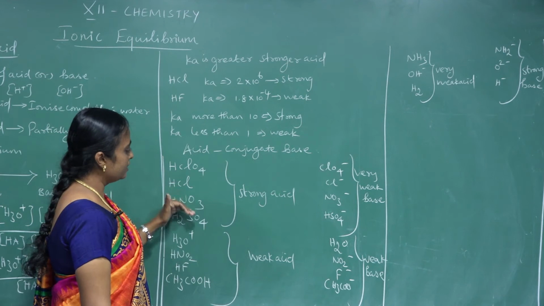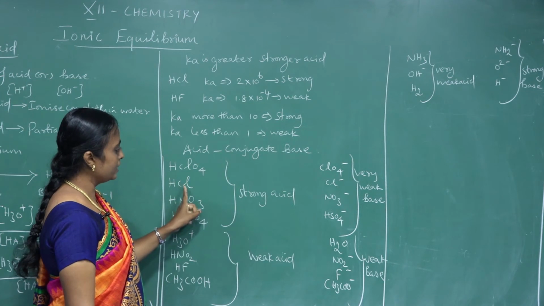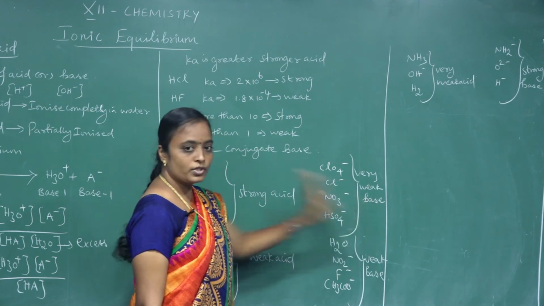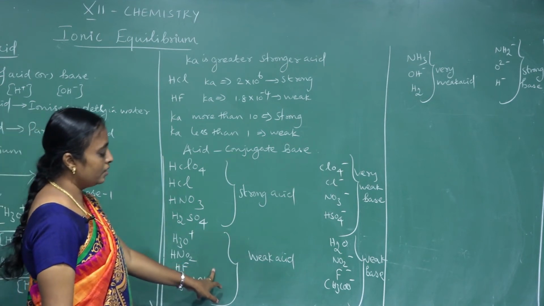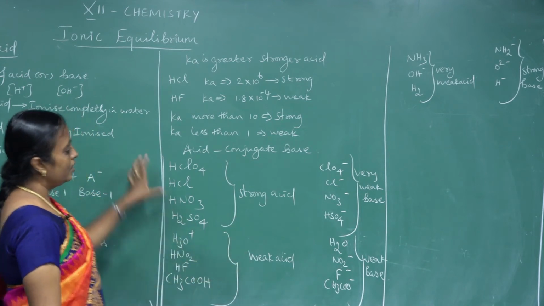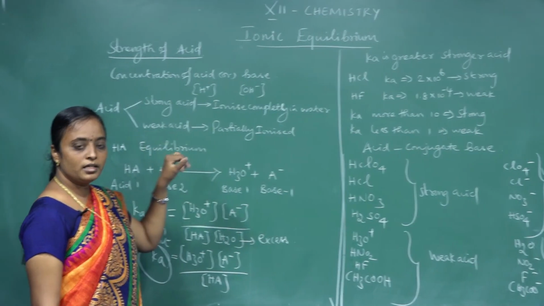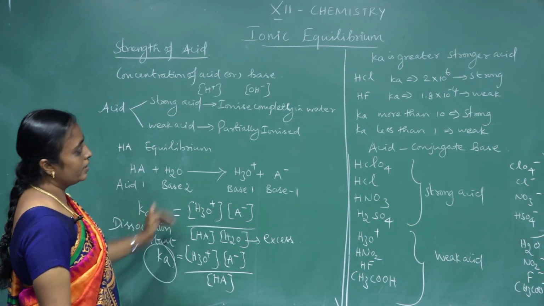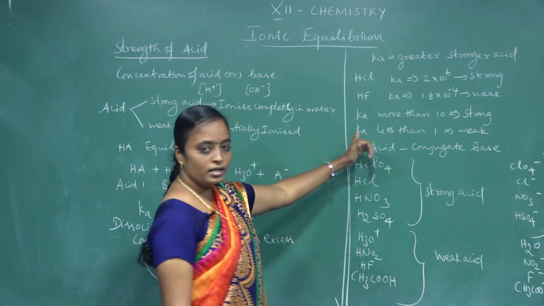If I am taking a strong acid like HCl, the conjugate base Cl minus will be a very weak base. For a strong acid, the base will be very weak. So like that, we give a comparison of the acid and the conjugate base. The strength of an acid is given by the Ka value. From that Ka value, the dissociation constant, the strength of the acid can be determined.